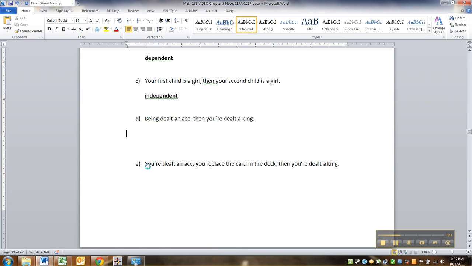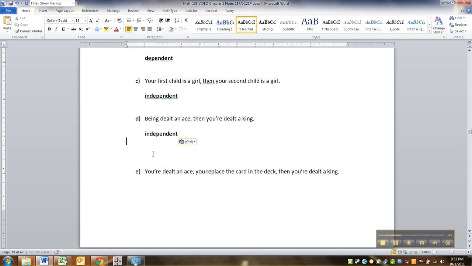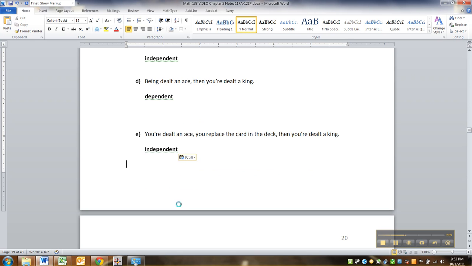All right, being dealt an ace, then you're dealt a king. Well, that's definitely dependent, right? Because cards, by definition, when you're dealt a card, you're affecting what's left in the deck. So it can't be independent. All right. You're dealt an ace, but then you replace the card, and then you're dealt a king. Well, that's independent. That's the point of the replacement of the card. It's the kind of thing that a magician tries to do, right? All right, done with that.